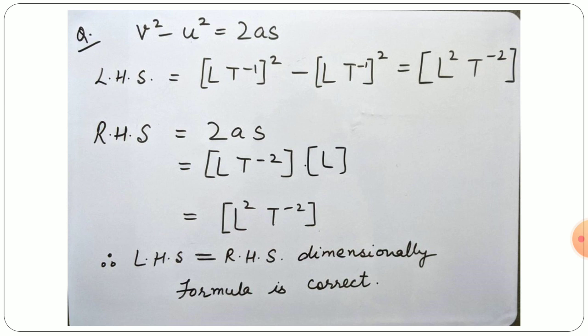On the right hand side, I have 2 into acceleration into displacement. 2 is a constant. It will not have any dimensions. Acceleration unit is meter per second square, so the dimensions will be LT minus 2. And for displacement, the dimension is L. So on solving, we get L square T minus 2. Therefore, the left hand side and right hand side show that the formula is dimensionally correct.